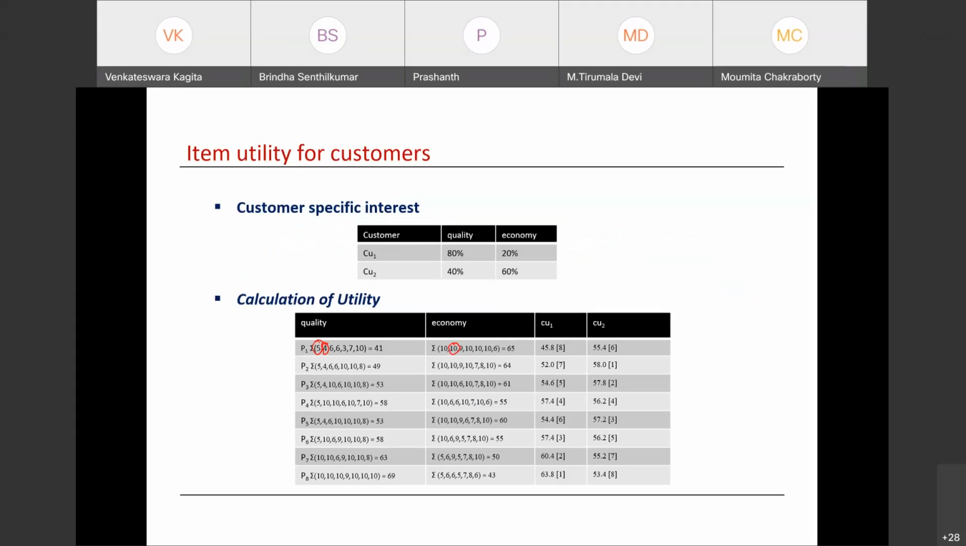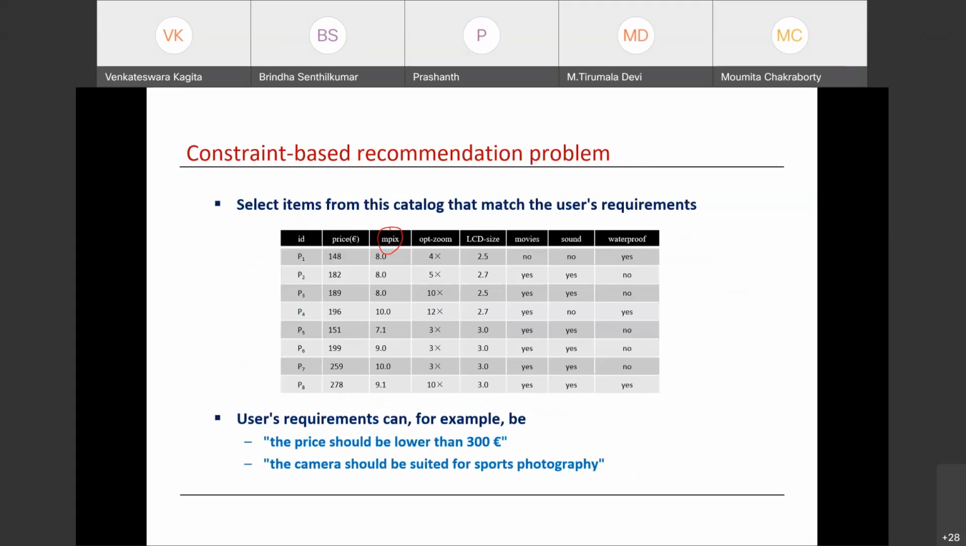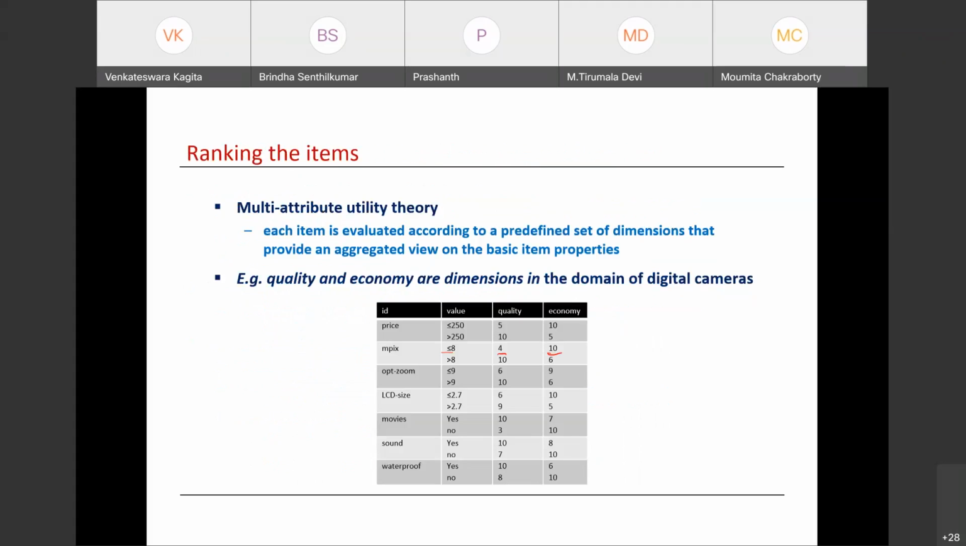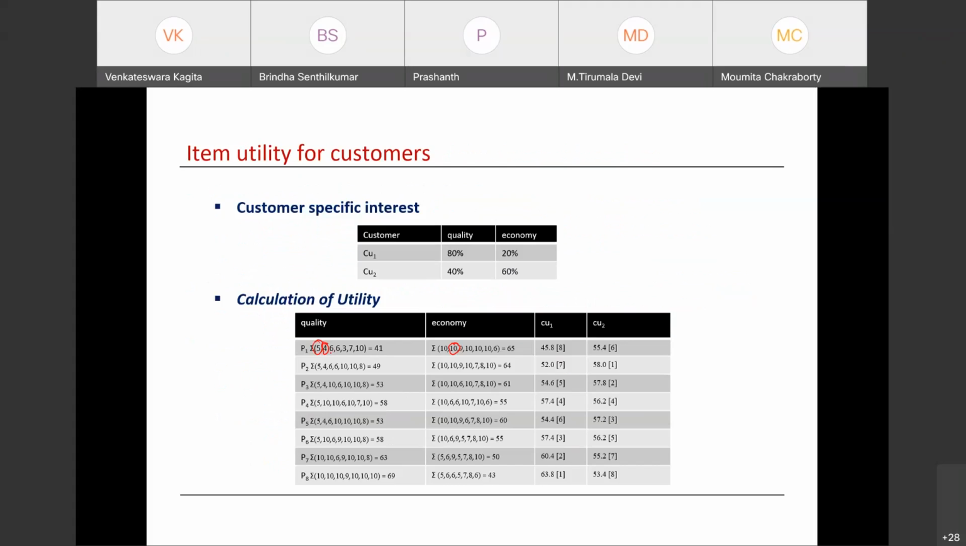So what is the third parameter? The third parameter is optical zoom. And what is the rule here? If optical zoom is less than 9, then it is 6, otherwise it is 9. So what is that value for the first camera? It is less than 9, so it should be 6. So this is 6 and this is 9. Okay. So like that, you evaluate each of these cameras on the basis of quality and economy, define the corresponding parameters, and take the sum over that.